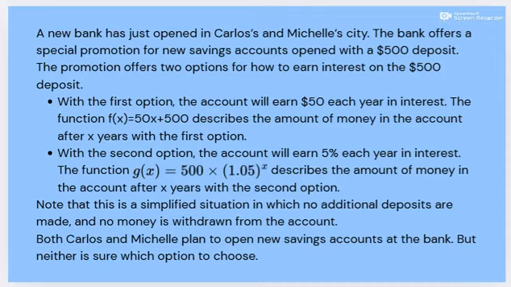With the second option, the account will earn 5% each year in interest. The function g of x equals 500 times 1.05 raised to the power of x describes the amount of money in the account after x years with the second option. Note that this is a simplified situation in which no additional deposits are made and no money is withdrawn from the account.